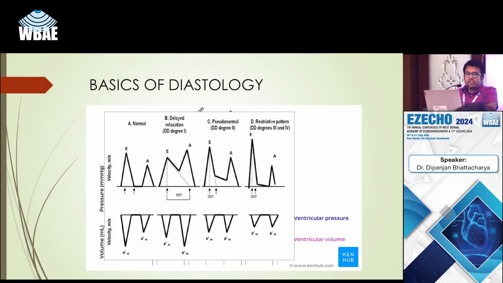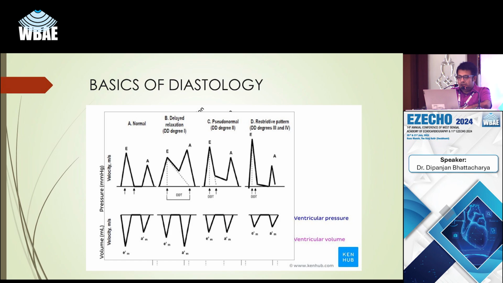So first, coming to the basics of diastole. As we have read in our first MBBS, diastole has got four components: isovolumetric relaxation, rapid inflow through the mitral valve, diastasis, followed by atrial systole. And if we do our transmitral Doppler, the normal pattern which we see is E is more than A and E prime is more than A prime.